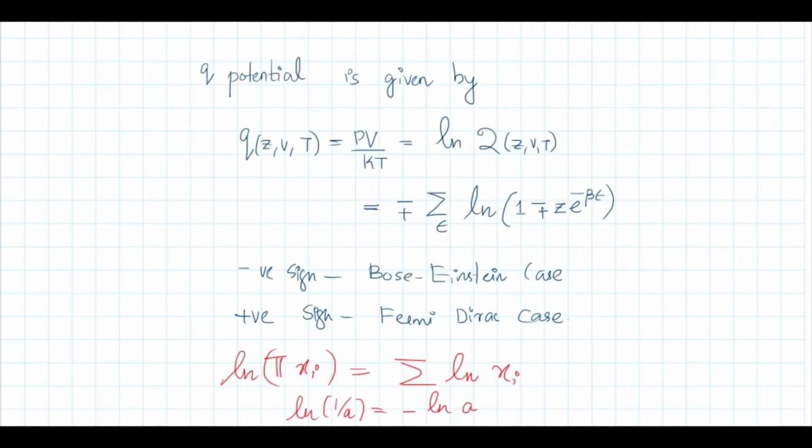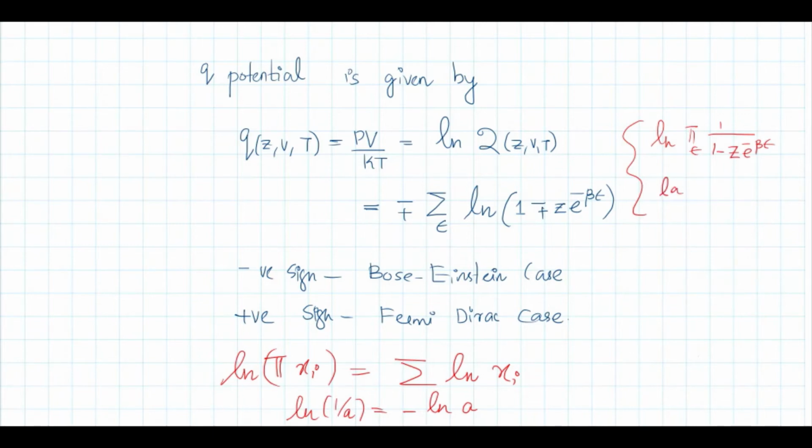Now we know that there is a quantity called the Q potential or grand potential, and from this quantity we are going to derive all the thermodynamics of the system. The definition of this was already done in lecture number 50. Q potential is given by Q of ZVT, which is equal to PV by KT, and it is the logarithm of the grand partition function, log theta. If you substitute this value of theta, in the Bose-Einstein case, it is log pi epsilon 1 by 1 minus z e raised to minus beta epsilon.